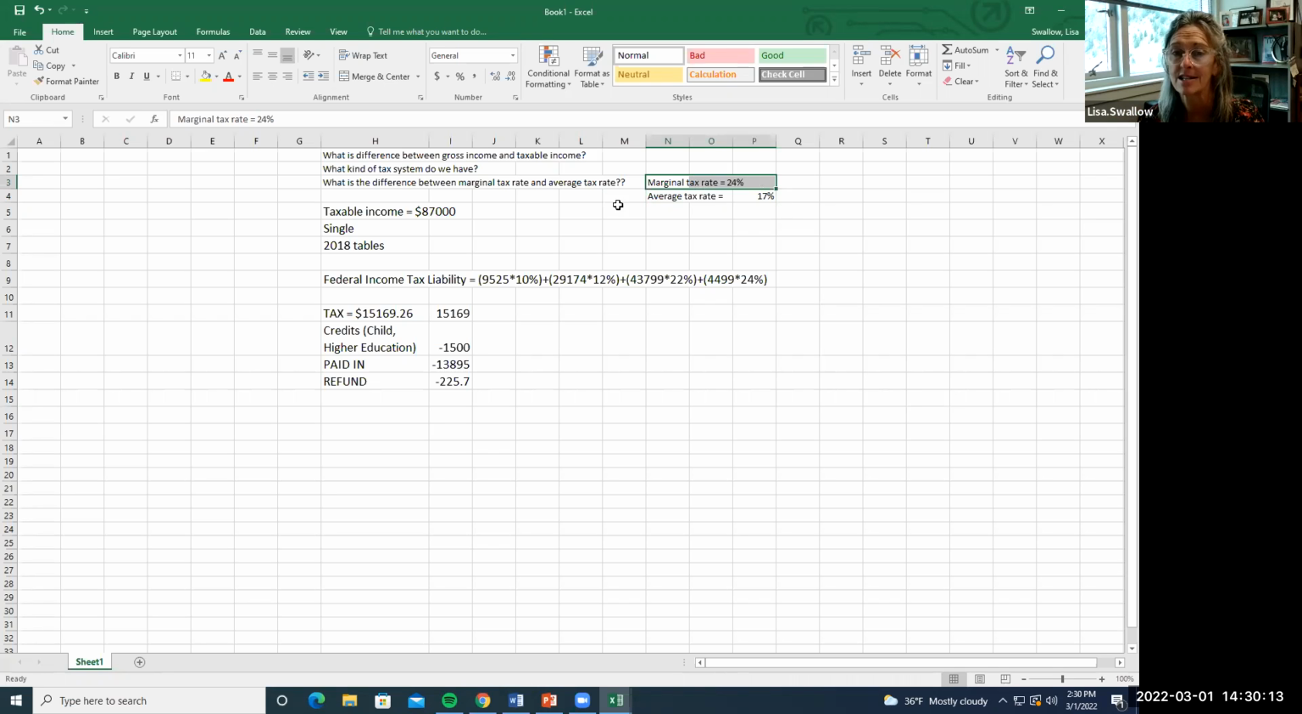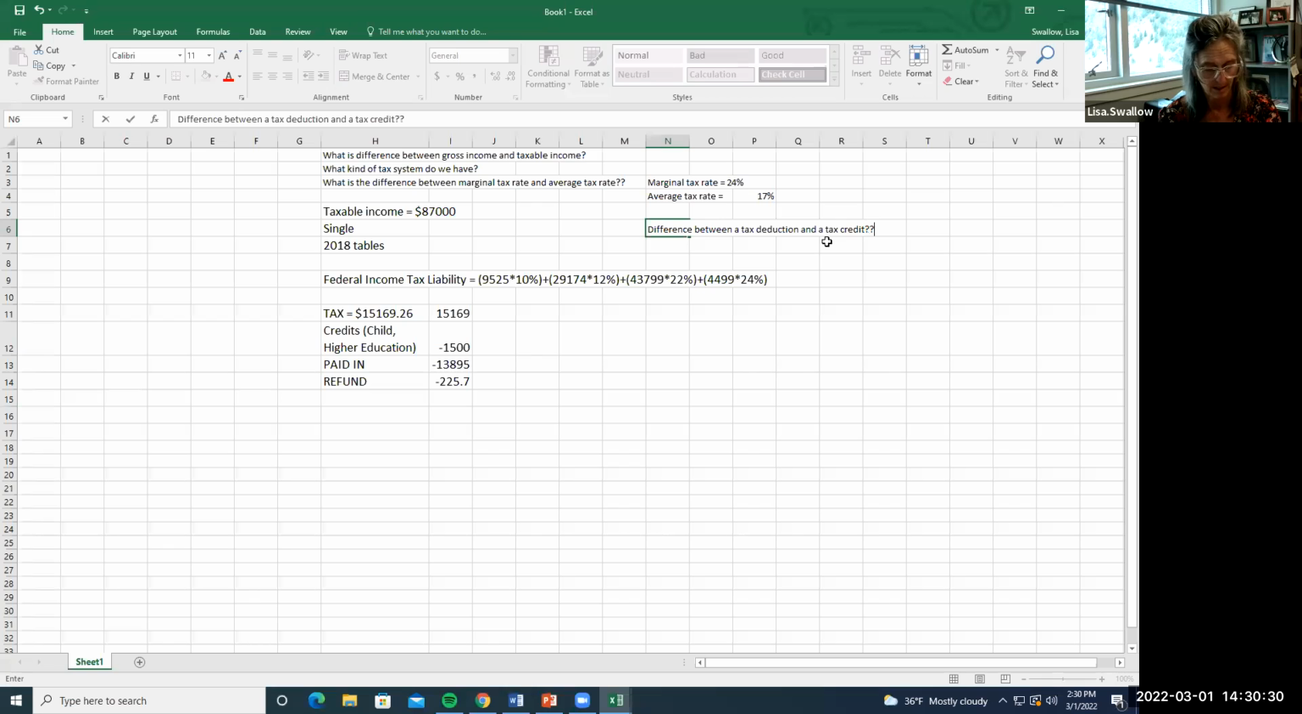Now, last concept, and then we're going to go do a tax return because the time is just flying. Okay. What is the difference between a tax deduction and a tax credit? People use these terms interchangeably, and they're not interchangeable at all. Down here, how much was that $1,500 credit worth to you?